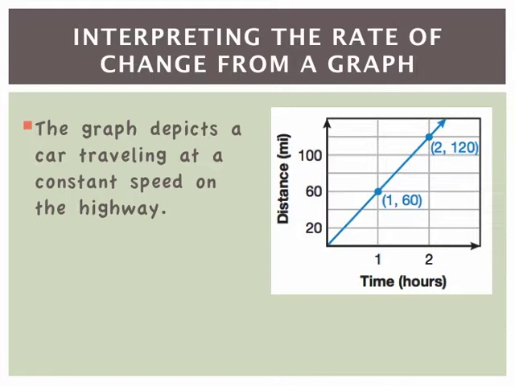In this graph, we want to determine the rate of change of the car traveling at constant speed. Well, it looks like in 1 hour, the car has driven 60 miles. And so when it comes to miles and hours, rate of change is another way of saying speed. And so 60 miles per hour is the rate of change of this car.